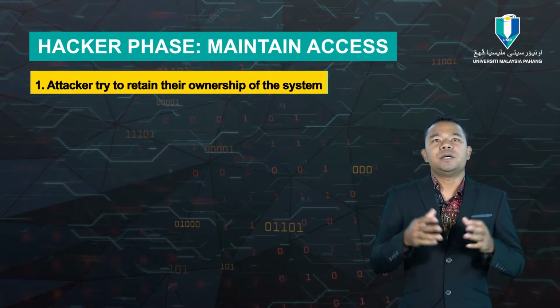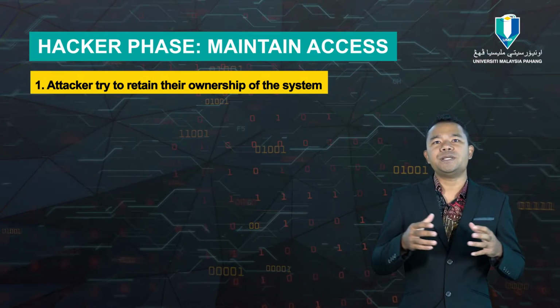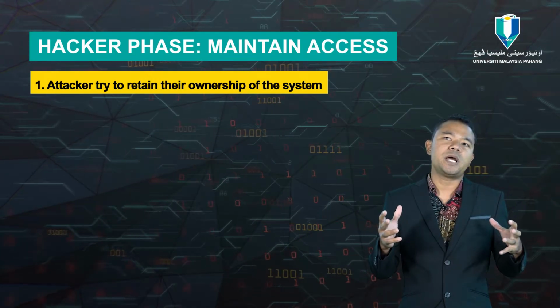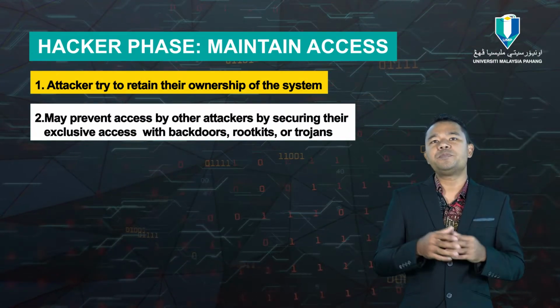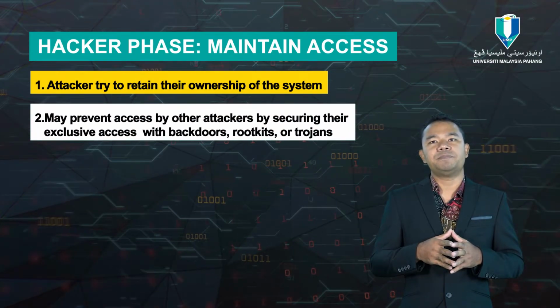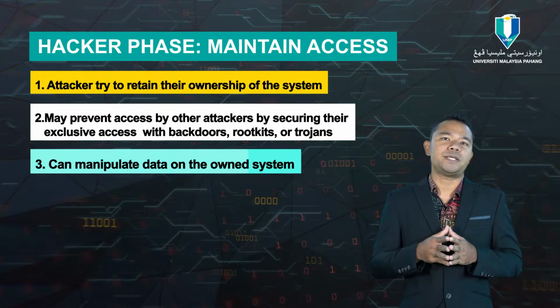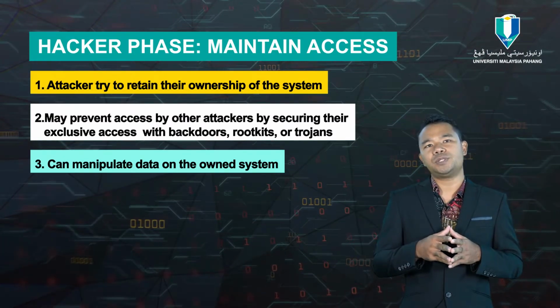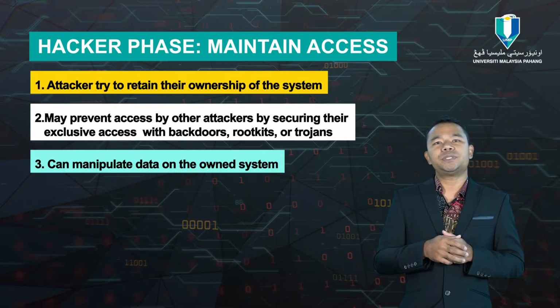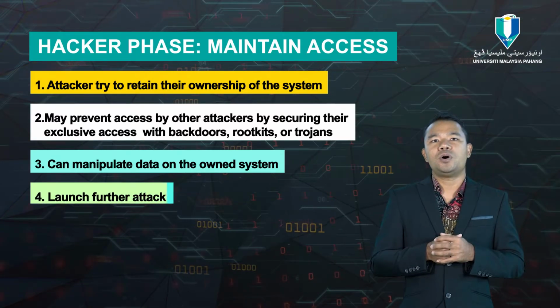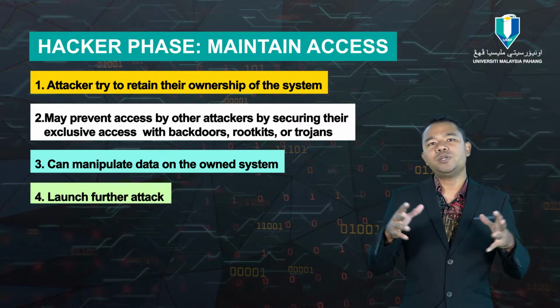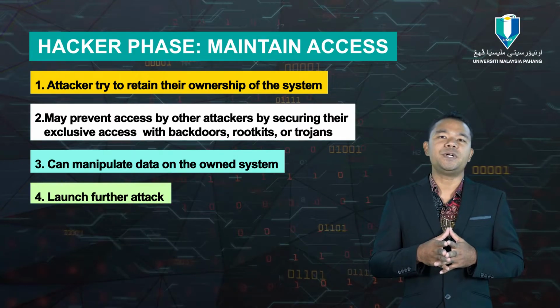Maintaining access. Maintaining access refers to the phase when the attacker tries to retain their ownership of the system. The attacker may prevent the system from being owned by other attackers by securing their exclusive access with a backdoor, rootkit, or trojan. The attacker can upload, download, or manipulate data, applications, and configurations on the owned system. The attacker uses the compromised system to launch further attacks.